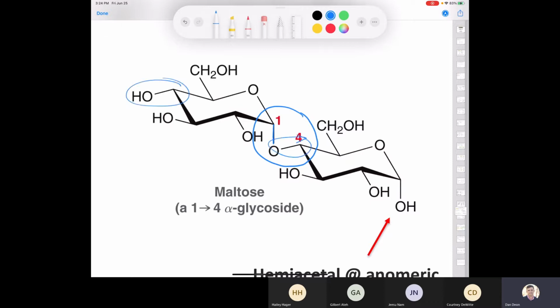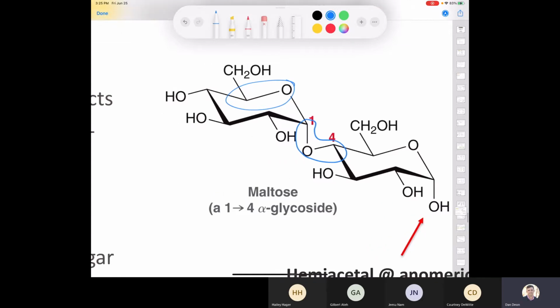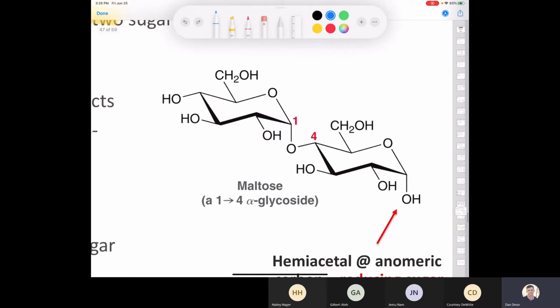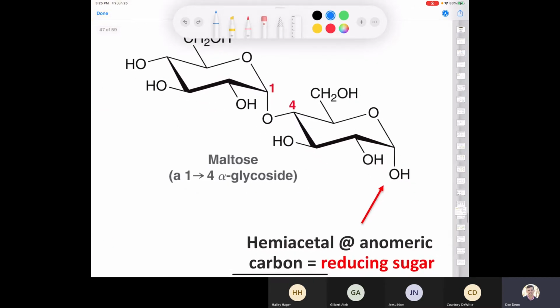The configuration at 4 doesn't change. It's always going down in equatorial. But again, at the anomeric carbon, because this is a glycoside now, right? This carbon, let me highlight it in yellow. This is a glycosidic carbon, isn't it? Because it's got an ether here and it has another ether here on it. Okay, so that's a glycoside. So again, the glycosidic carbon, the bond going down here is alpha, so we call that an alpha 1,4 linkage.